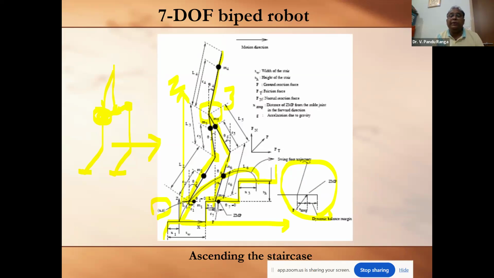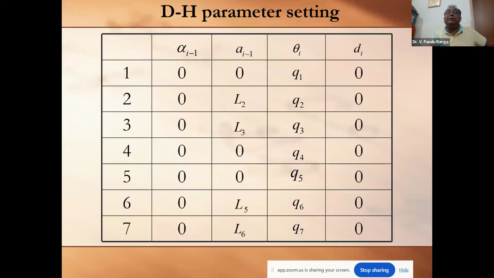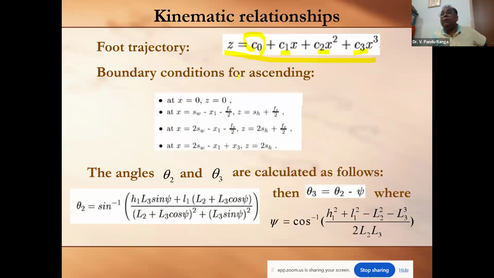So the moment we define this trajectory, we need to establish the coordinates in terms of x and z. That's why we have written this equation as z equal to constants and the values in x. As there are four unknowns in the cubic polynomial, C0, C1, C2, and C3, we have to solve these four unknowns by establishing the boundary conditions.